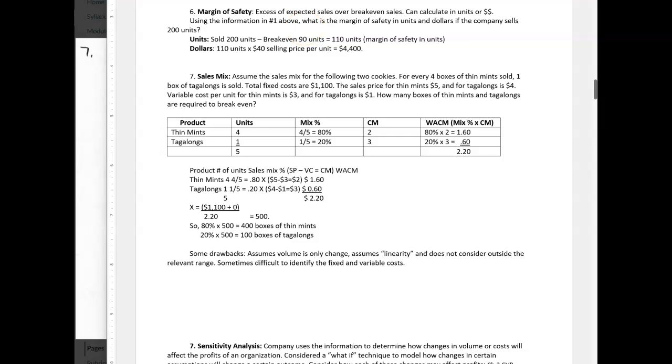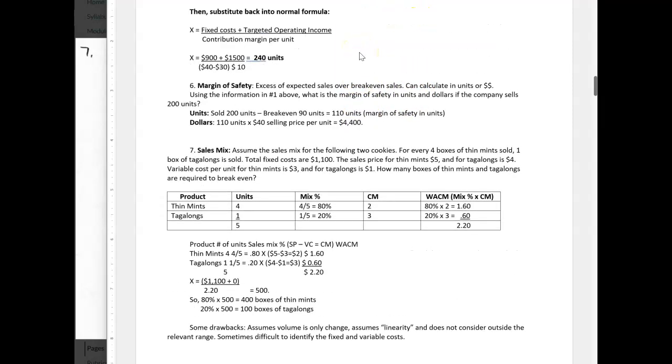Okay, this video will review margin of safety and sales mix in relation to cost, value, and profit. Margin of safety is really straightforward, but for some reason it's hard to remember. It's the difference between your expected sales and break-even sales. It can be in units or dollars, but it's just how much room do I have before I start losing money.